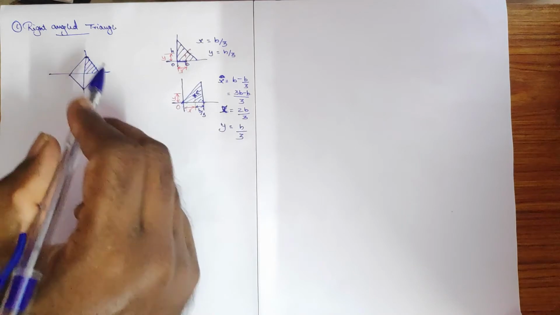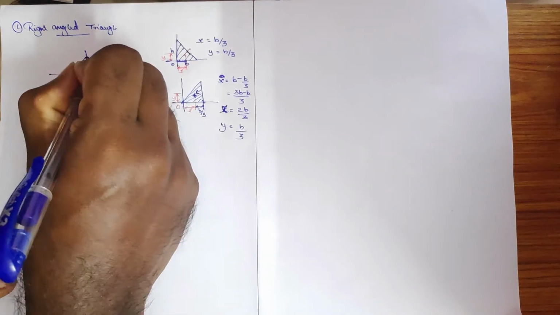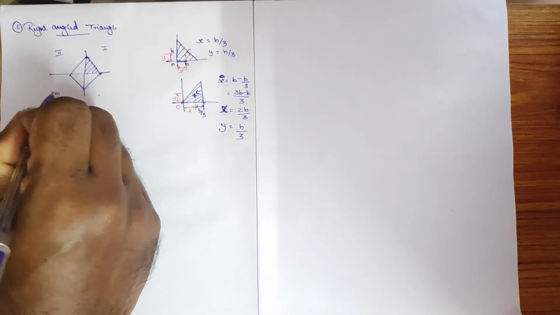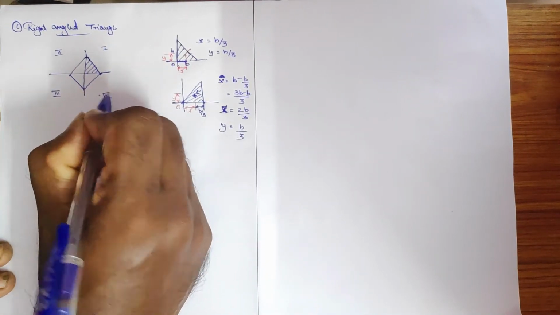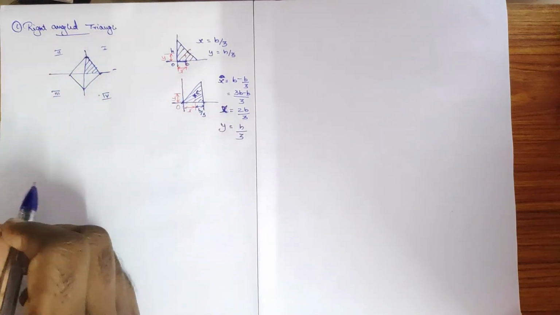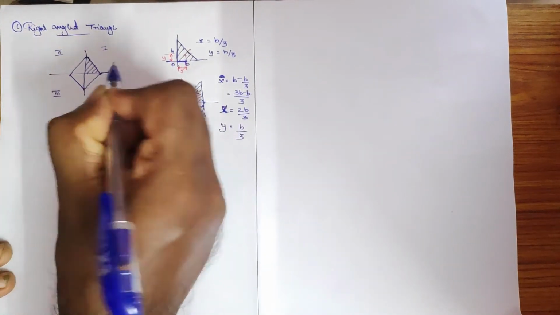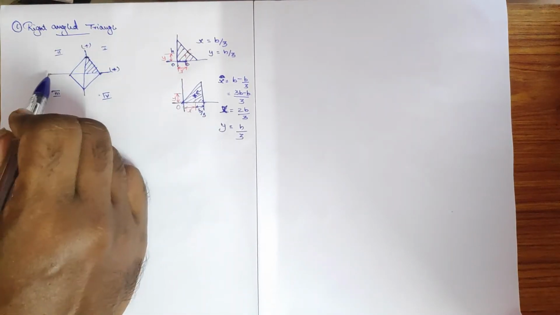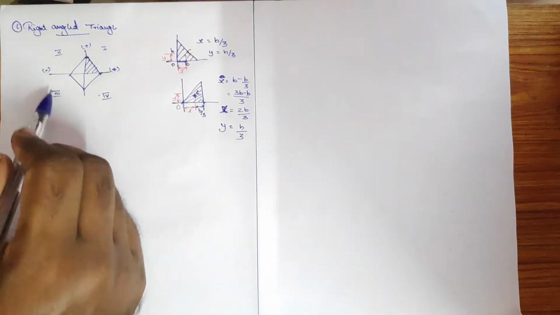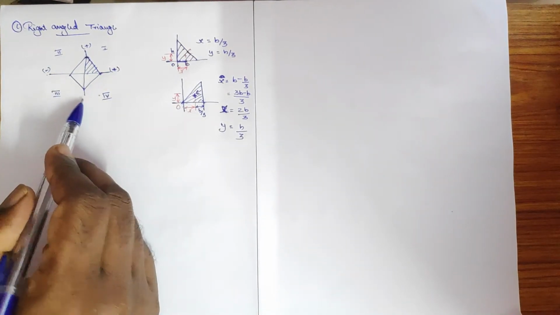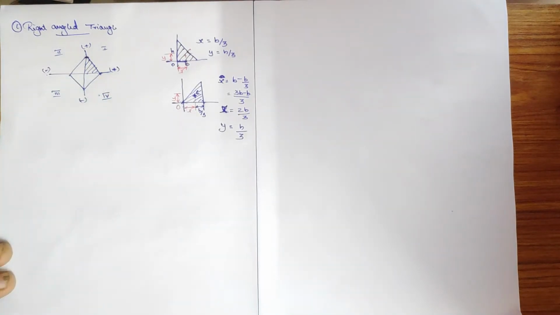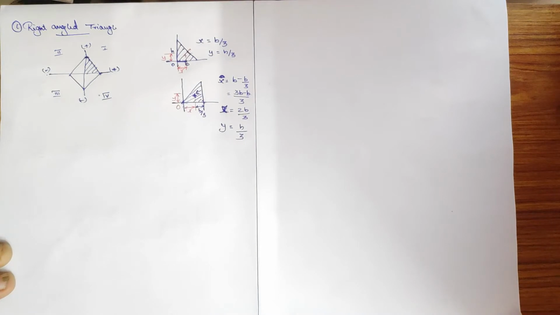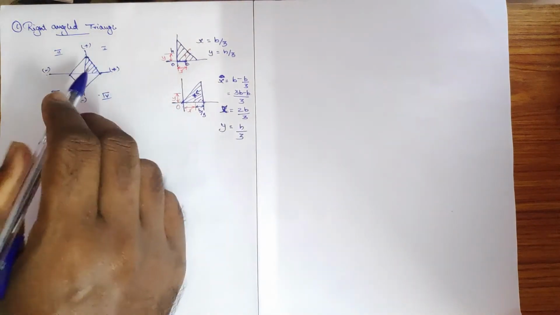For that I have taken it into the coordinate. This is the first quadrant, this is the second quadrant, this is the third quadrant, and this is the fourth quadrant. For the first quadrant, x-axis is positive, y-axis is positive. For the second quadrant, y-axis is positive and x-axis is minus. For the third quadrant, x-axis is minus and y-axis is also minus. For the fourth quadrant, x-axis is positive and y-axis is minus. Just keep it in your mind.